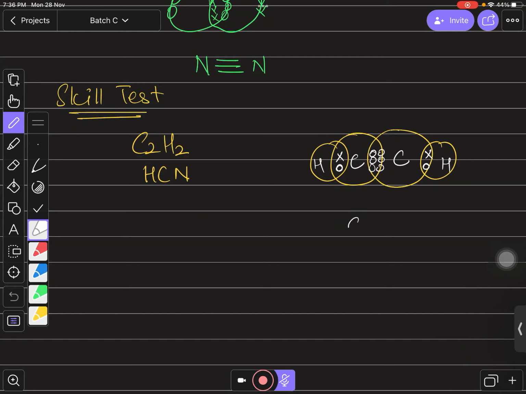It will be like this, right? So each carbon is sharing 3 electrons with the other carbon and 1 electron with hydrogen. So it will be C2H2.